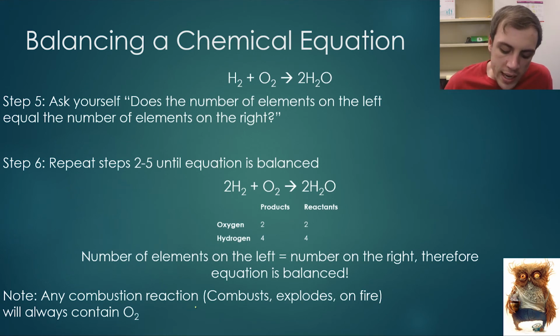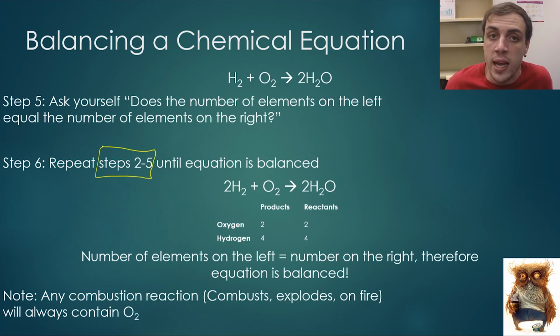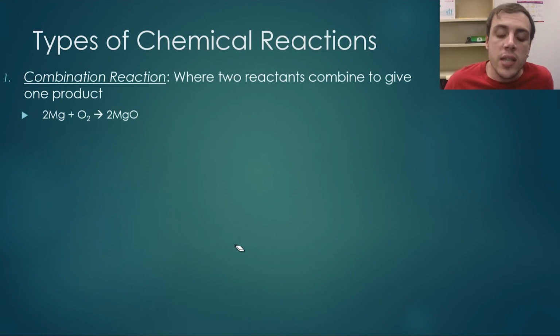Now, again, this may take a couple of steps. I chose water because it is a more simple example. However, you may need to repeat steps 2 to 5 a few times until you get the correct answer. Now let us look at different types of chemical reactions.